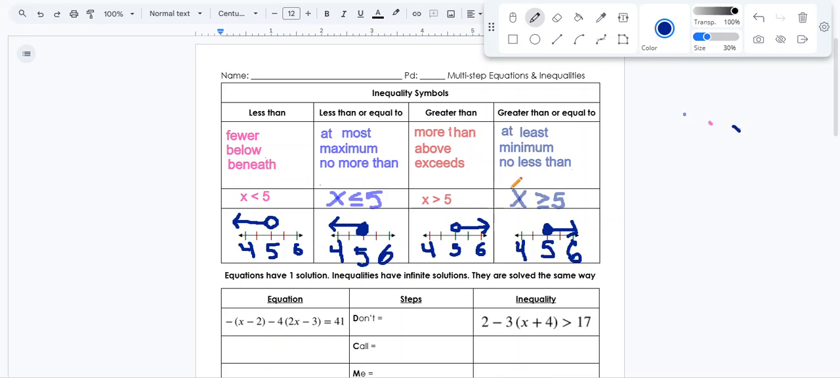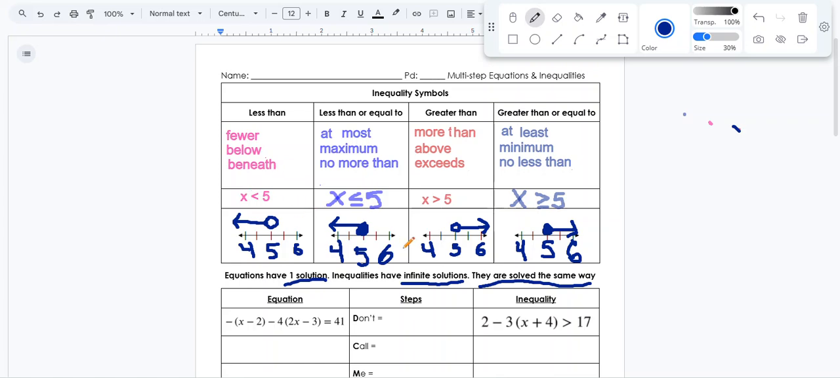So now we're going to solve some multi-step inequalities and equations. The good thing about inequalities and equations is they are solved the same way, right? We use the same steps to solve them. The only difference is equations only have one solution, where inequalities have infinite solutions. Inequalities like x is less than 5, it can literally be any number less than 5. It could be 4, it could be 2, it could be -6, it could be 3.7, right? It could be any number that's less than 5.